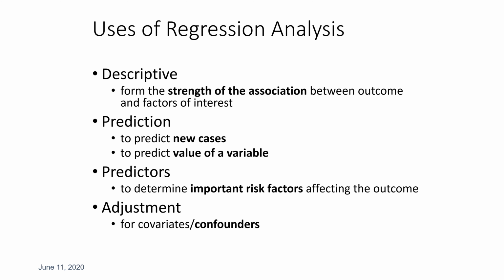The different uses of regression analysis are, first, descriptive. It gives us the strength of association between the outcome and the factors of interest. Rather, it describes the strength of association between outcome and factors of interest. We can use it to predict the probability of a new case. If a certain person is there, what is his probability to be a case? That we can find out. We can also predict the value of a variable. We can identify important risk factors affecting the outcome, and we can also adjust for confounders. So there are four uses: descriptive, prediction, identification of predictors, and adjusting for confounders.